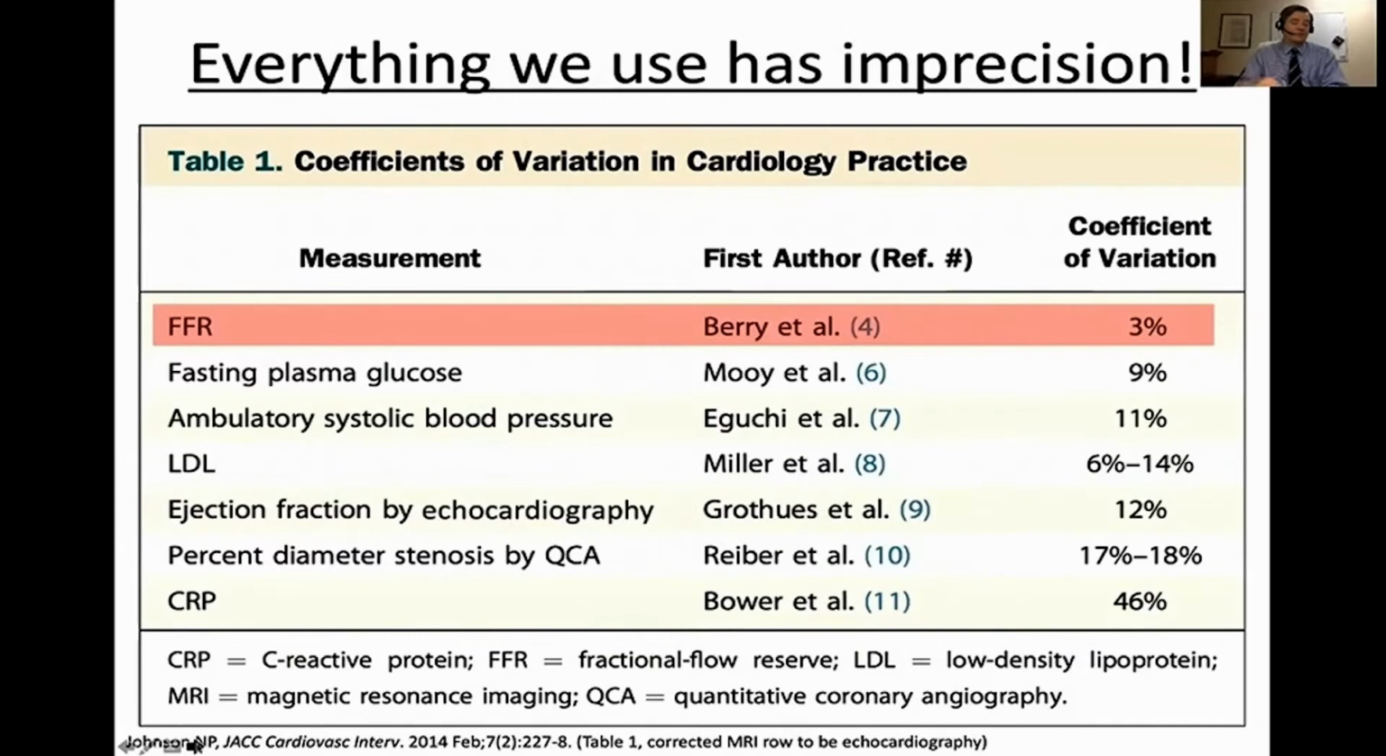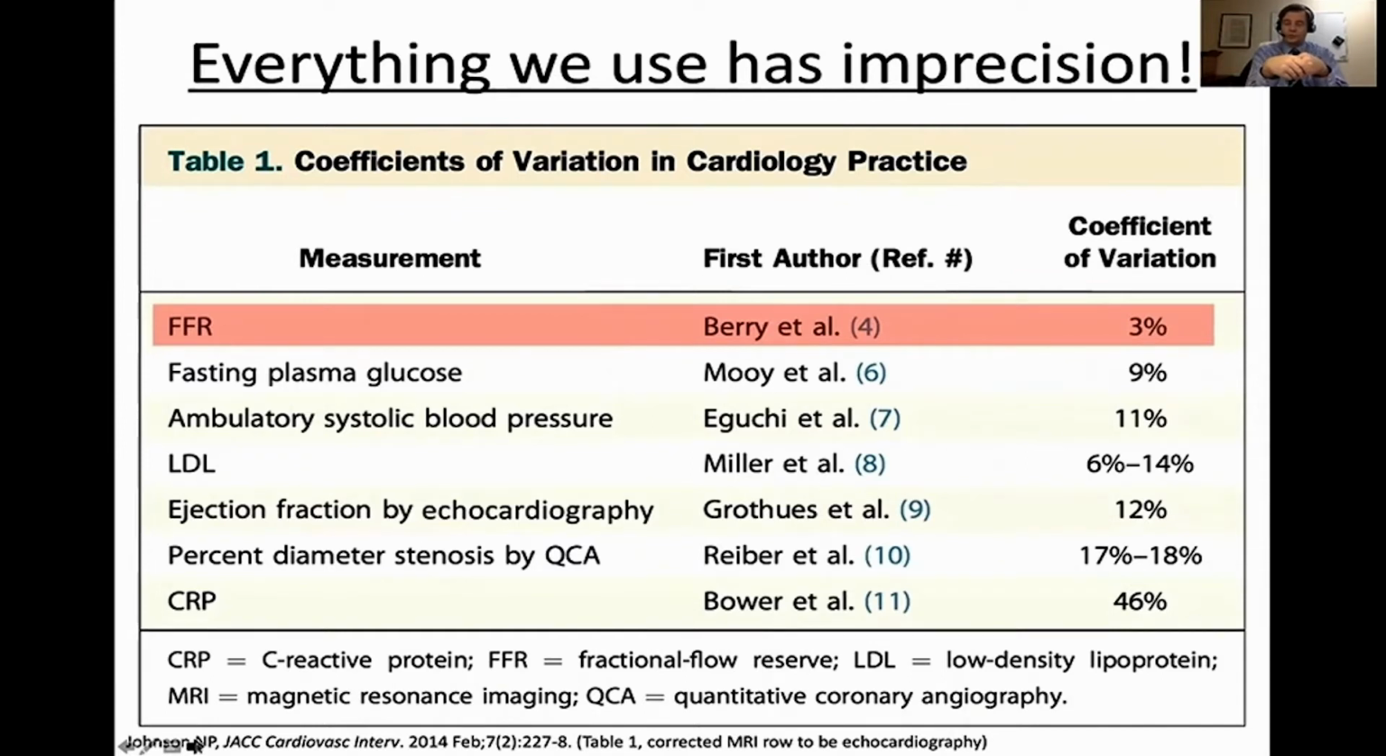And as I mentioned, this is something that affects everything that we use in medicine, be it glucose, blood pressure, cholesterol, echo, percent, right? The whole thing, everything has some variation, and that is a combination of two different factors. One part of it is how well we can measure whatever we're trying to measure, so that has to do with the equipment or the assay, if you will.